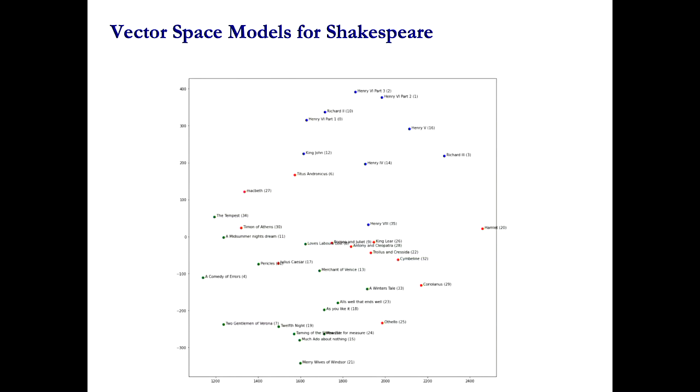You might ask yourself how you can display a play in two dimensions. Shakespeare has 20,000 words. Yes. You build it in a 20,000 dimensional space, and you do all the measurements in that space, but then you can collapse it down using linear algebra techniques to show it in two dimensions.